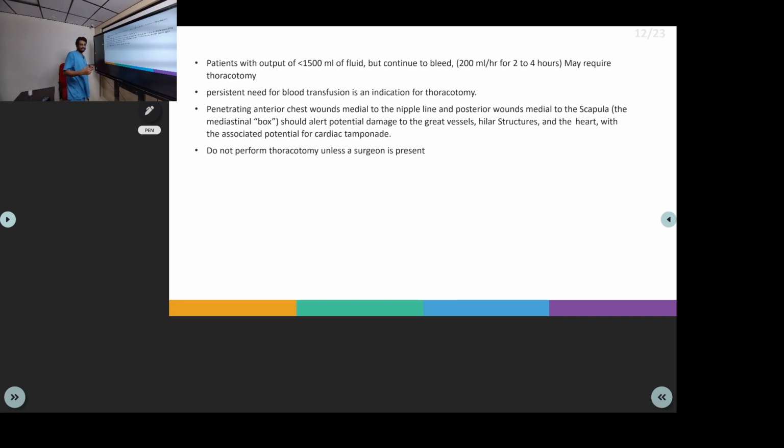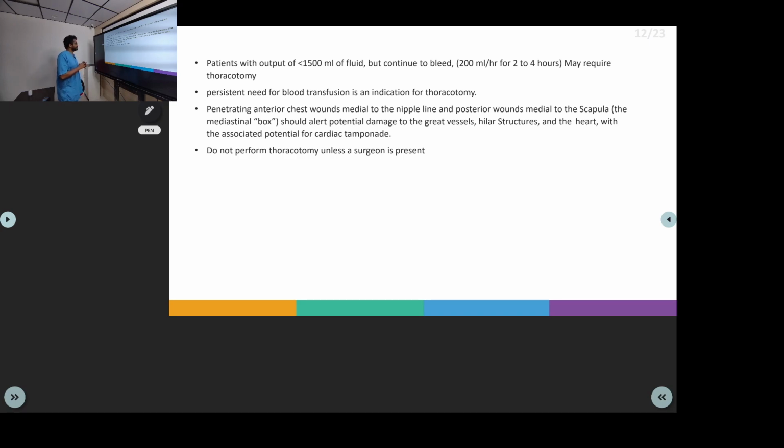And also there are other indications for urgent thoracotomy. If the total volume loss is less than 1.5 liters, but it is continuing to bleed more than 200 ml per hour for the next 2 to 4 hours, then it is an indication for urgent thoracotomy. A persistent need for blood transfusion is also an indication for thoracotomy.